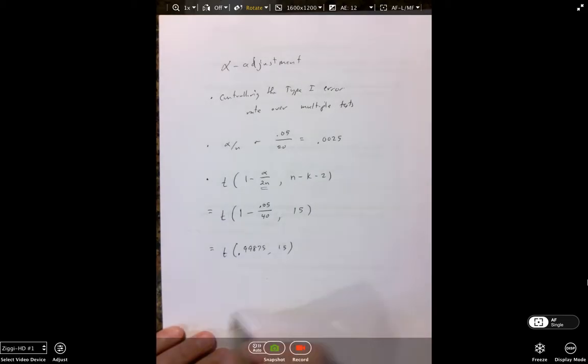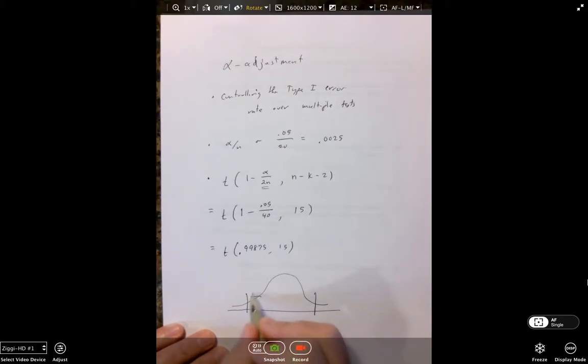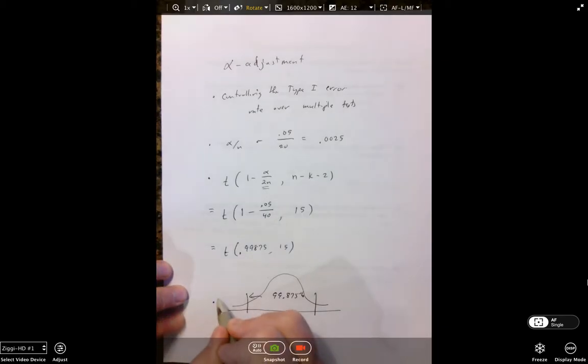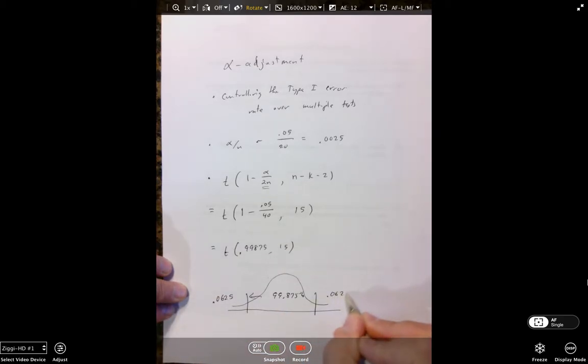Now, essentially what this is saying is that the area between the two cutoffs needs to be 99.875%. So we can subtract that from 100 and divide by 2. And we get 0.0625 and 0.0625 in this tail. All right?